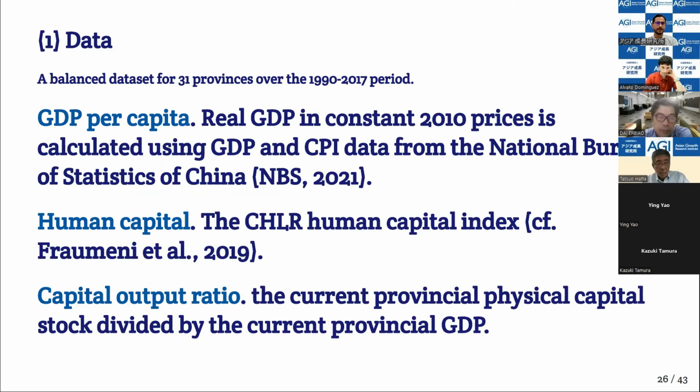Well, this is a data set for 31 provinces over the 1990-2017 period. And we have data for GDP per capita, real GDP in constant 2010 prices.